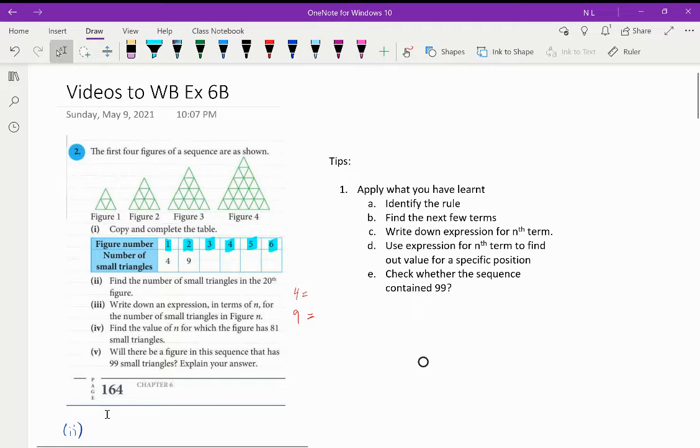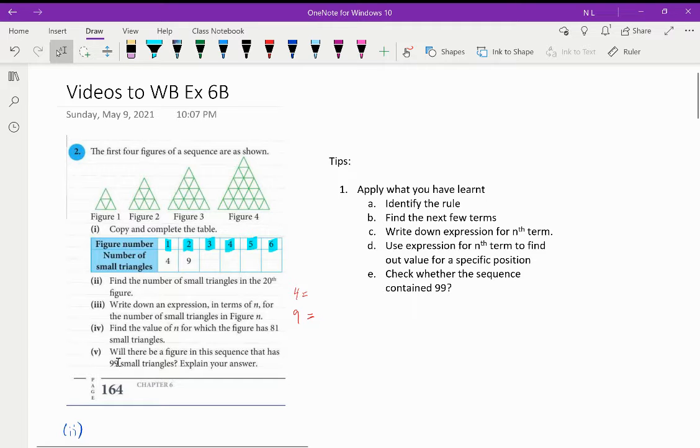example, identifying the rules of the number sequence, finding the next few terms, write down expressions for n term, use the expression for n term to find out values for a specific position, and check whether a particular number is part of a number sequence. All these 5 concepts are being applied in number sequence involving geometric figure. So you can think of geometric figure as like application questions.